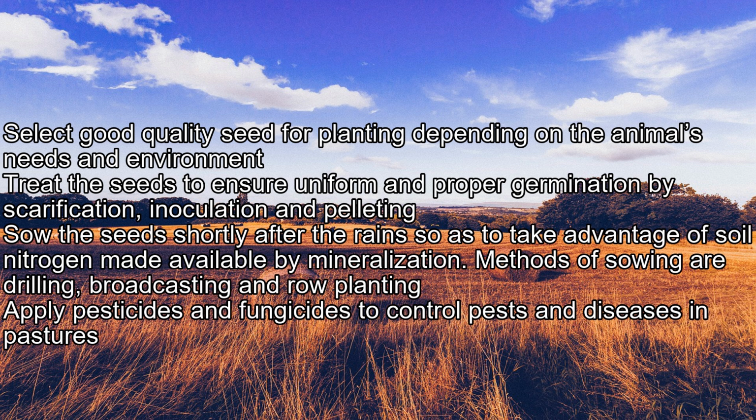Treat the seeds to ensure uniform and proper germination by scarification, inoculation, and pelleting. Sow the seeds shortly after the rains so as to take advantage of soil nitrogen made available by mineralization. Methods of sowing are drilling, broadcasting, and hole planting. Apply pesticides and fungicides to control pests and diseases in pastures.